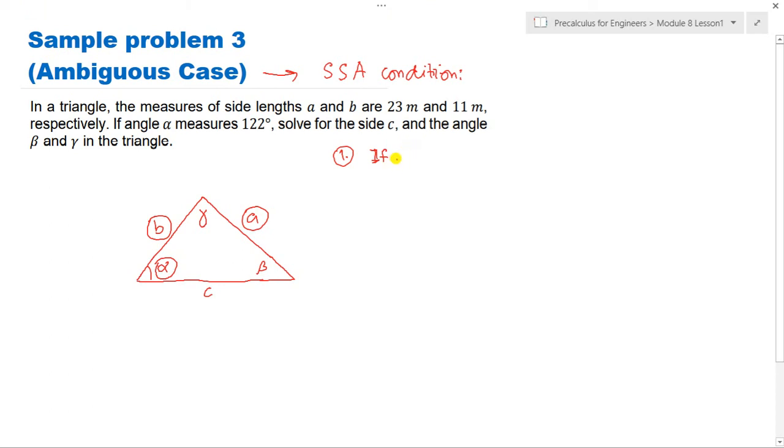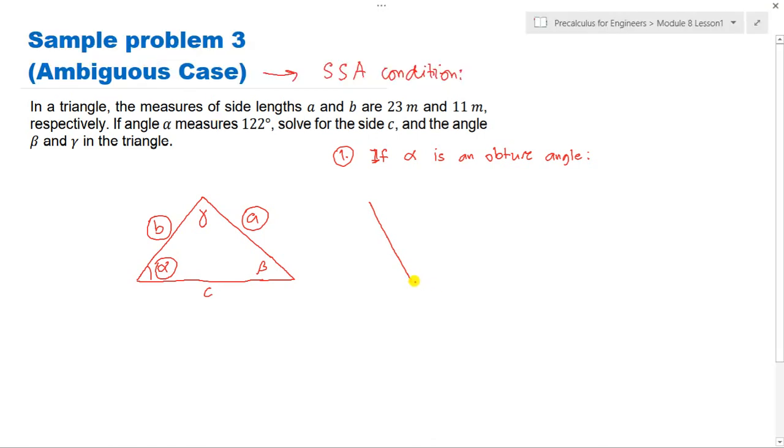So if our angle alpha is an obtuse angle, then our drawing would look like this. And we straighten the remaining side C, the unknown. Okay, we make it a straight line.